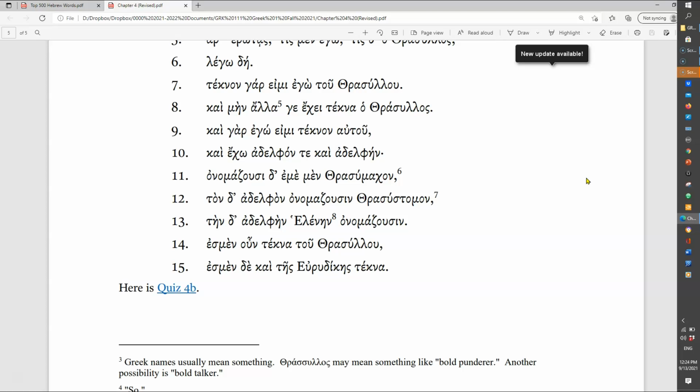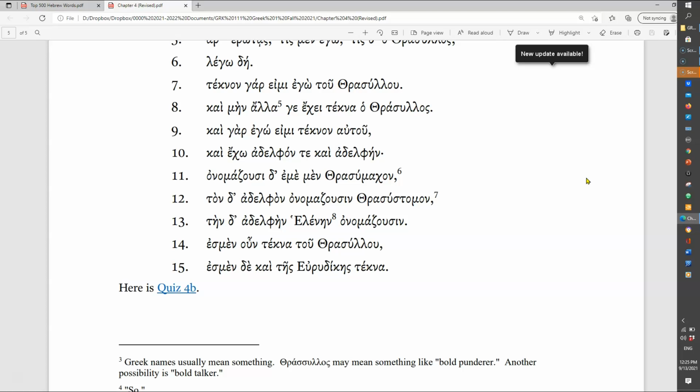Kai gar ego eimi teknon autou Thrasalou. For even I am the child of Thrasalos, his child, the child of him. Kai echo adelphon kai adelphen. And I have a brother and a sister. Right? Onomazousin, that's going to be a third person plural verb. Onomazousin de eme men Thrasumakhon. I am named.